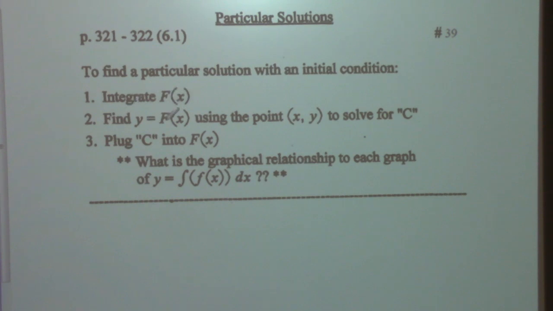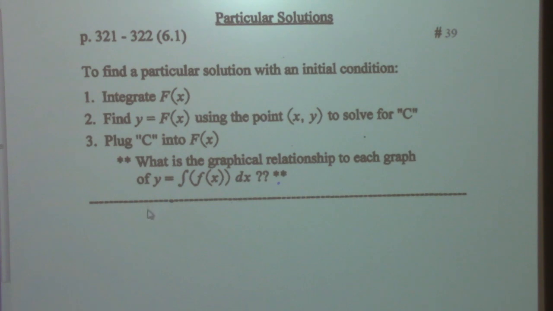You integrate f of x, and then you find y equals F of x using the point to solve for c. You're given additional information to find what c is, and effectively it makes this not an indefinite integral, but a definite answer because of the additional information. So that's what we're talking about here. You're going to see the process, and we're going to just finish with this today.